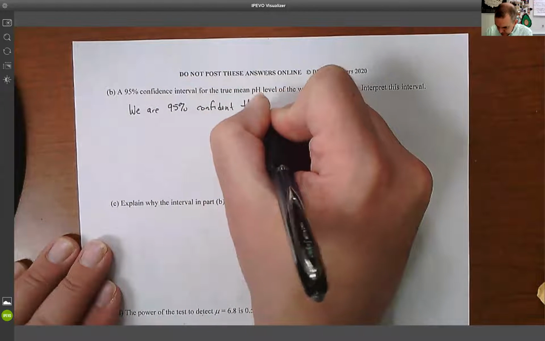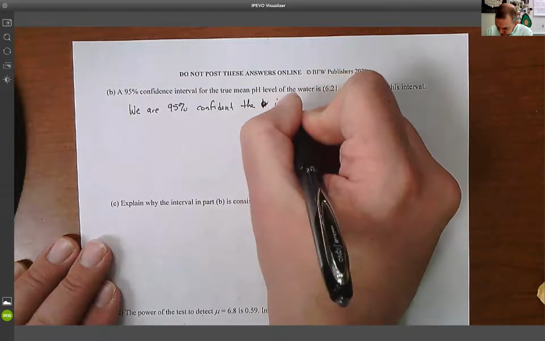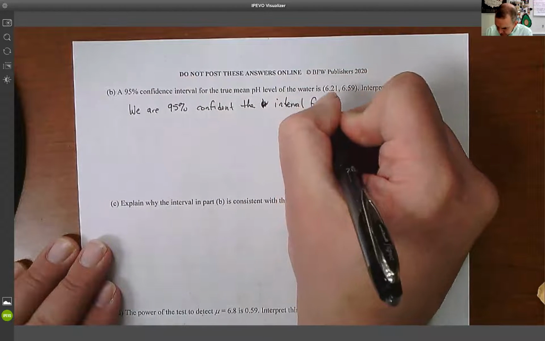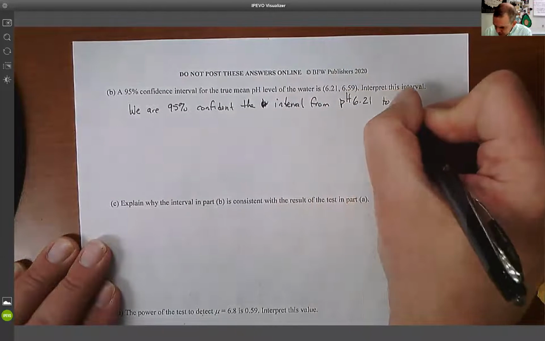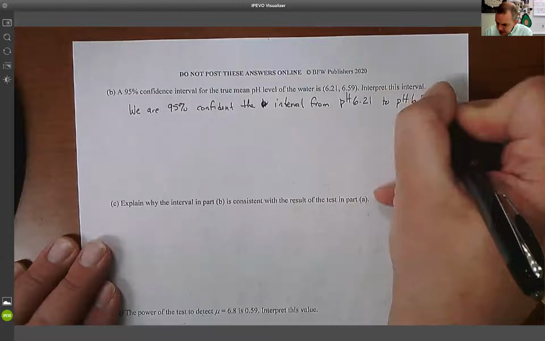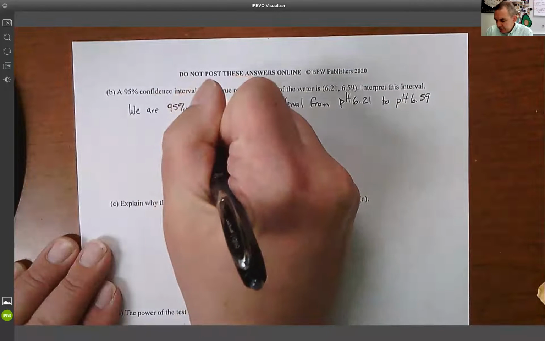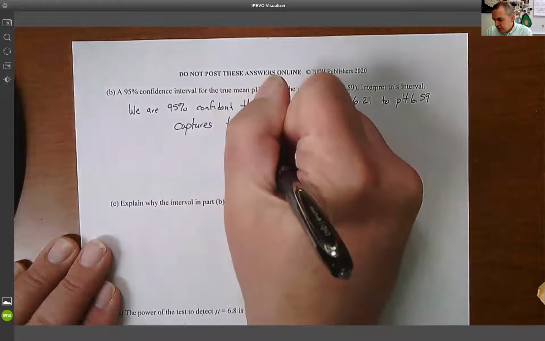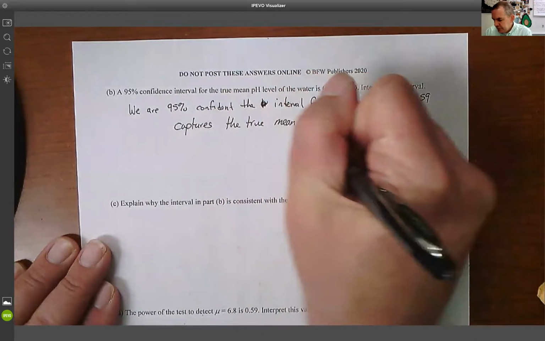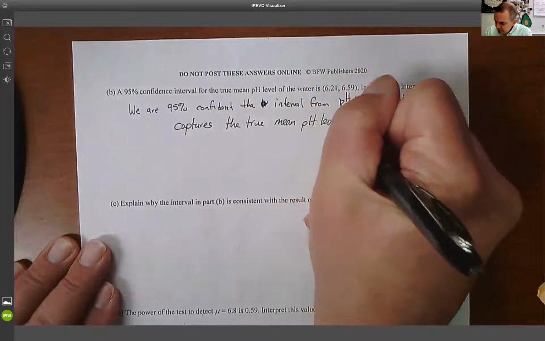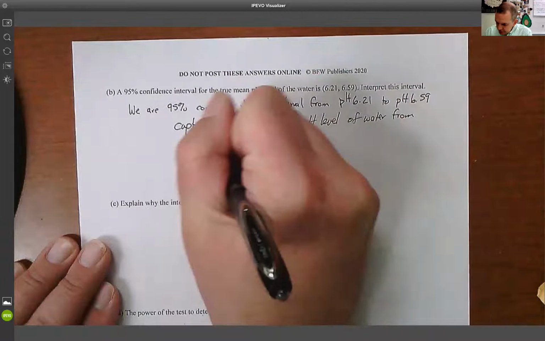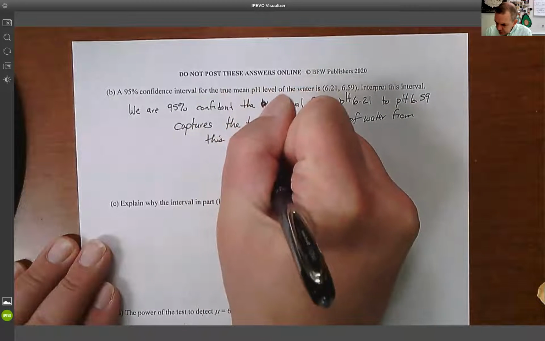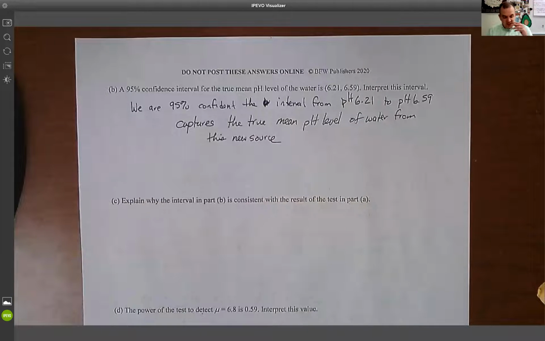The interval from pH 6.21 to pH 6.59 captures the true mean pH level of water from this new source. Okay, so there's our first question, and again, that's going back to our intervals.